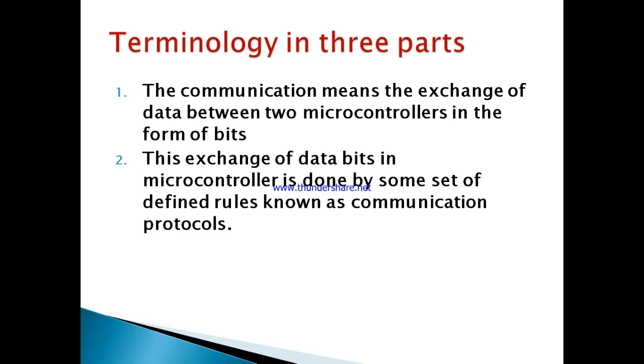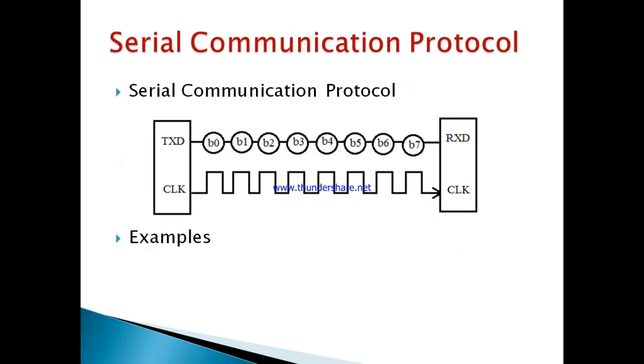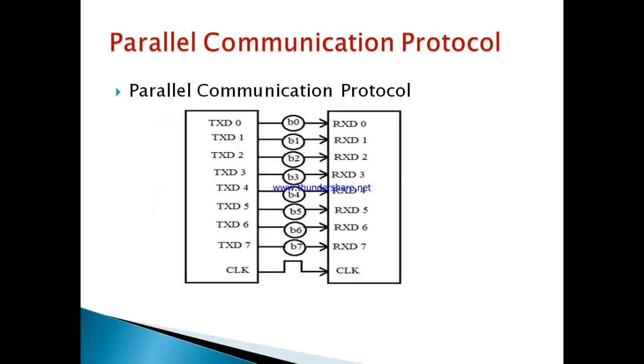Now, this exchange of data bits in a microcontroller is done by a set of defined rules known as communication protocols. If the data is sent in series or parallel, then the communication protocol is known as a serial or parallel communication protocol. Communication is done as shown in the block diagram, and examples of serial communication protocols are CAN, Ethernet, I2C, SPI, RS-232, USB, one wire and SATA etc.